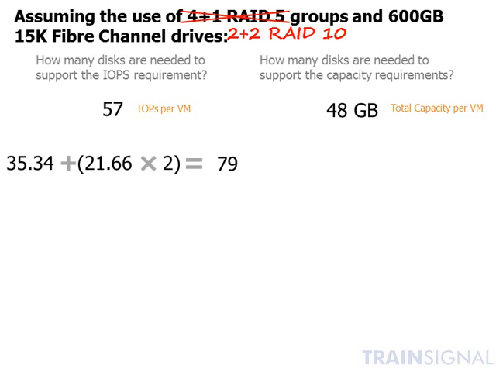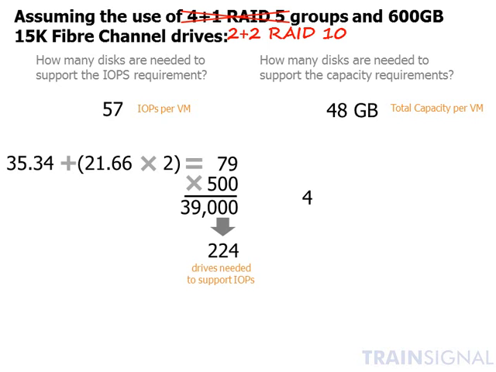Extrapolated out at 500 VMs, we are just over 39,000 IOPS. And at 175 IOPS per drive, that gives us approximately 224 drives needed from an IOPS perspective. Changing that over here, we would need 4 drives to give us 1.2 terabytes. And in order to get to the 24 terabytes that we need, we would end up needing 20 of those groups, so a total of 80 disks.